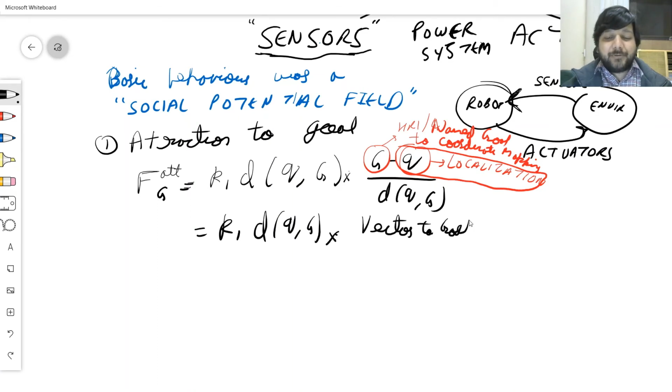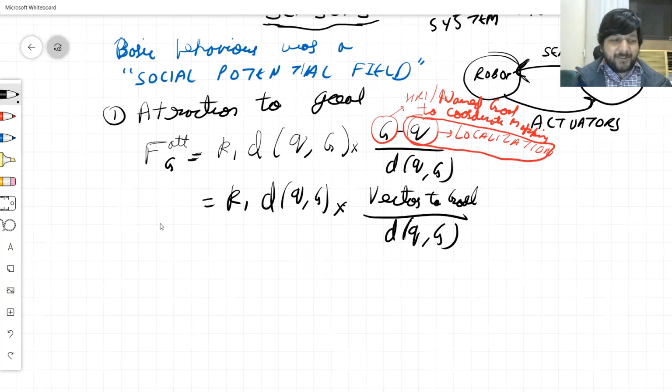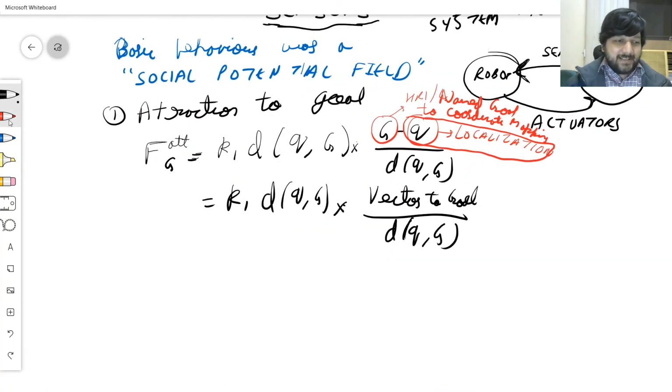I don't need to know the location of the goal. I just need a vector to the goal. And now let me take in a sensor. So the first way that you could do is, you say the goal is a bright red light.